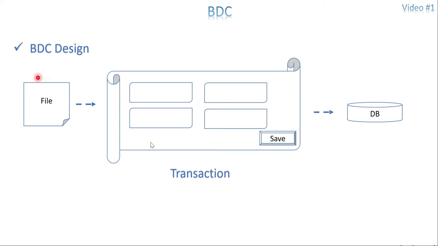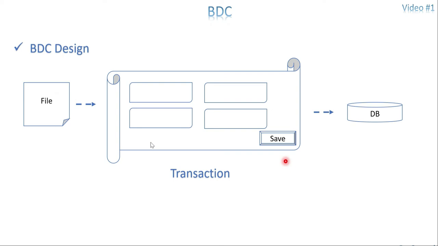Take the first field value, keep it here. Same record, take the second field here, third field, fourth field. Once everything is done, trigger the save button. Then the rest will be taken care of from the SAP side. Just trigger the save button. So this is the instruction in the program. You have to pass this instruction only.